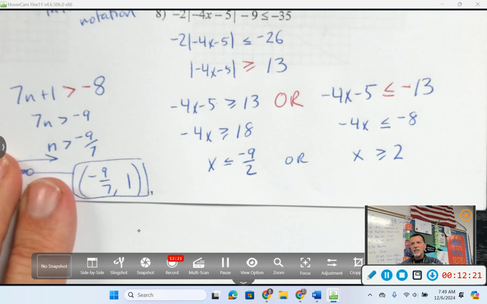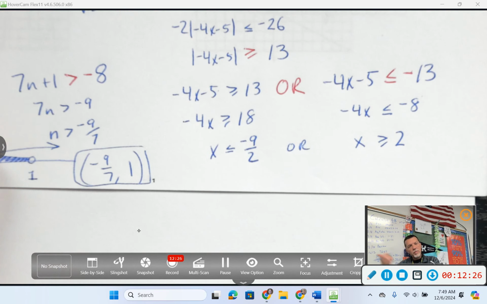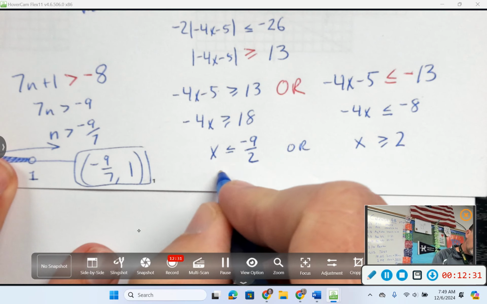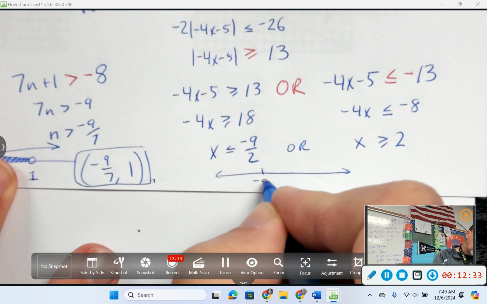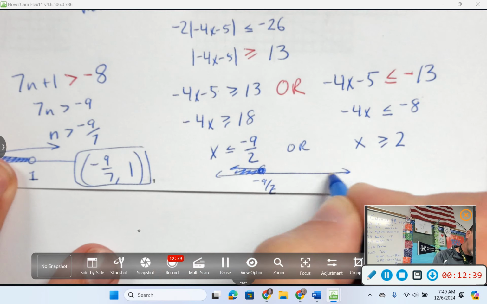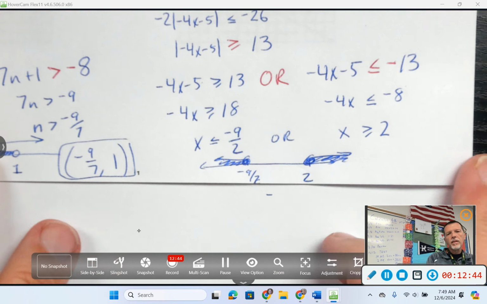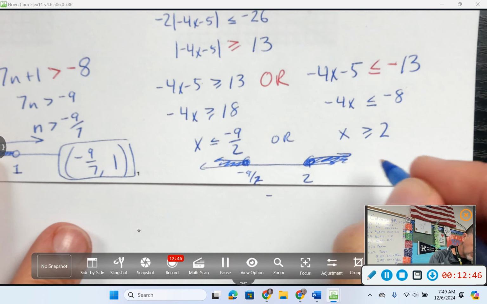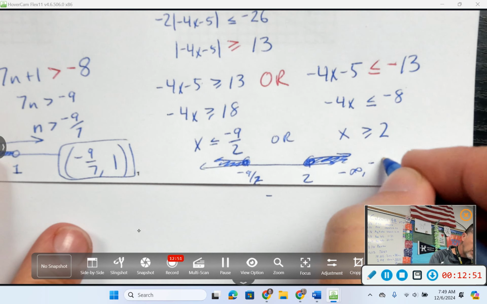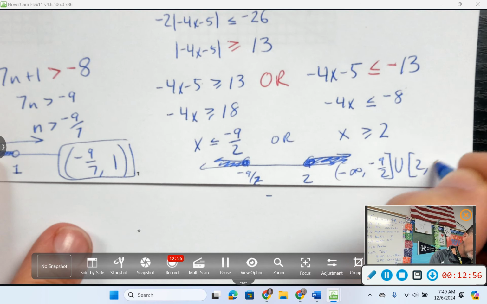Man, all those negatives, lots of switching around in there. So you're pretty sure that's going to be a greater amount of solutions. And it is. Again, fractions, but no big deal. So, interval notation. A little bit weird with interval notation. Negative infinity to negative 9 halves, union with 2 to infinity.